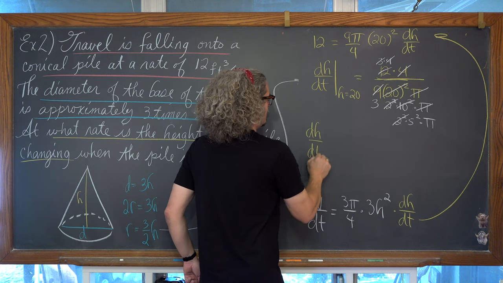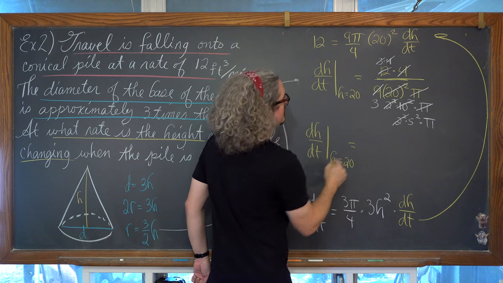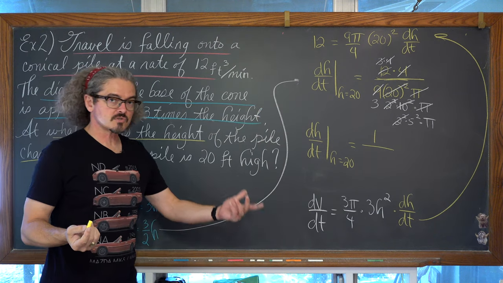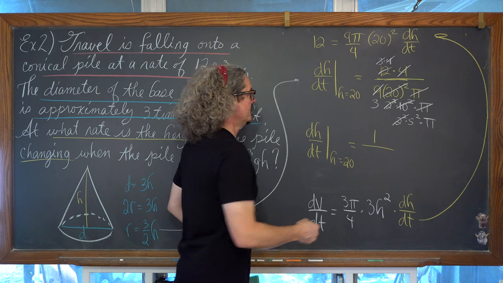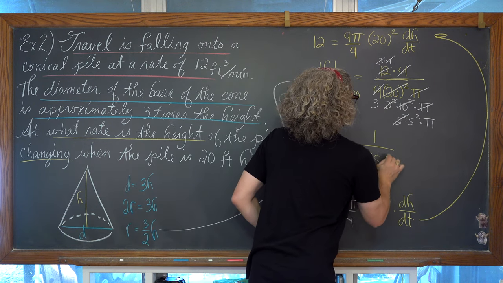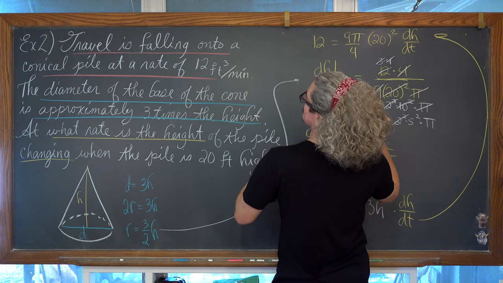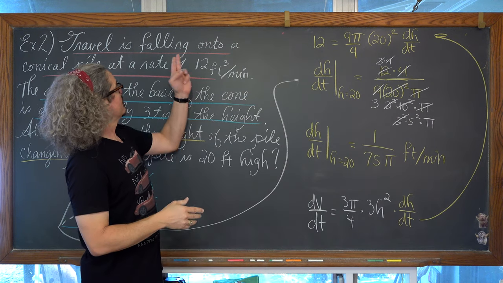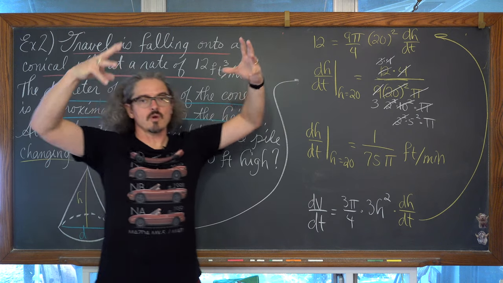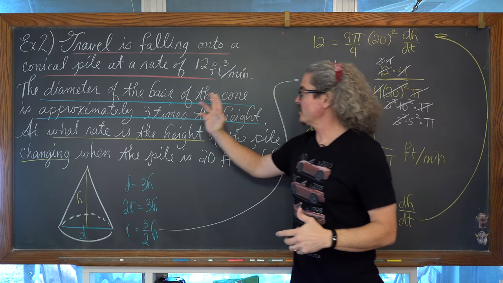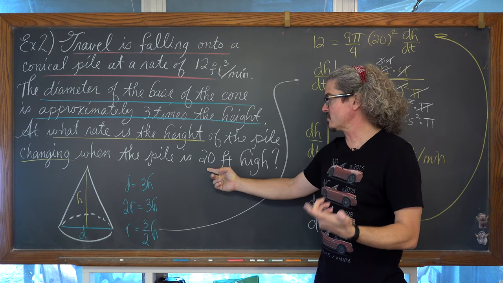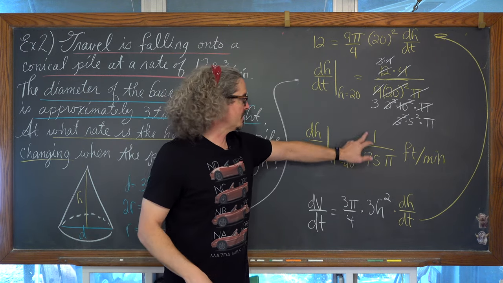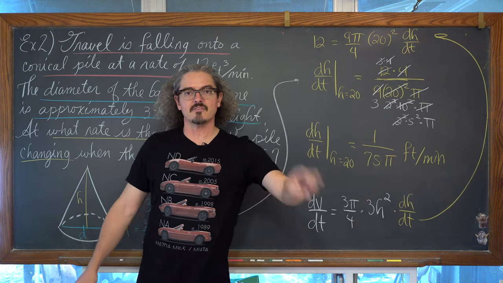dh dt, when h is equal to 20, is equal to, there's nothing left in the numerator but 1, over 3 times 5 squared, which is 25, and 25 times 3 is 75 pi feet per minute. So when we are dumping 12 cubic feet per minute of gravel onto a pile, where the diameter is 3 times the height, and when that cone is specifically 20 feet high, the height of the cone is only going to be increasing by 1 over 75 pi feet per minute, and that is the end of our second example.